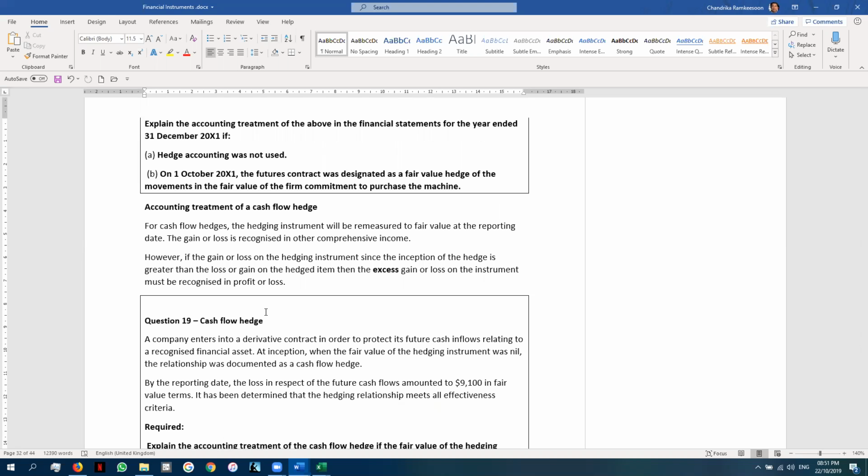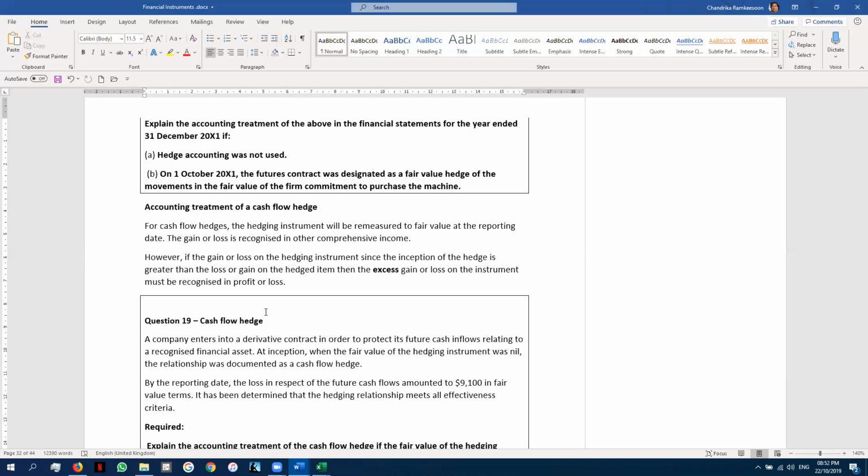Now, accounting treatment of a hedge designated as a cash flow hedge. For cash flow hedges, the hedging instrument will be remeasured to fair value at the reporting date, just as with the fair value hedge. But the gain or loss is recognized in other comprehensive income. Notice, so now we are dealing with a hedge designated as a cash flow hedge. The gain or loss instead is not recognized through P&L but in OCI.